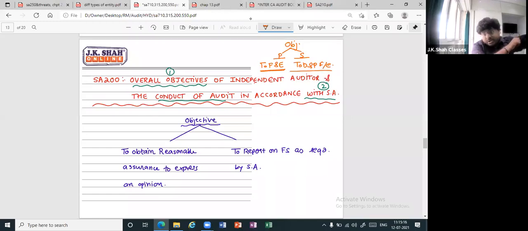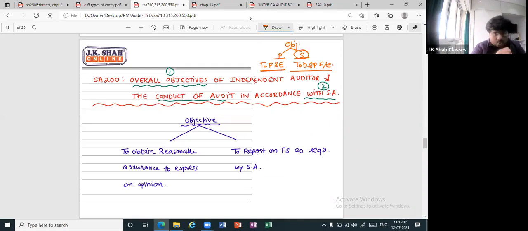I had told you also, although it is secondary for the auditor, it has to be somebody's primary. Whose primary? Management. So who's secondary? Auditors. But what is the primary objective? To form and express an opinion on the financial statements, whether they are showing a true and fair view or not. So that is his main objective.